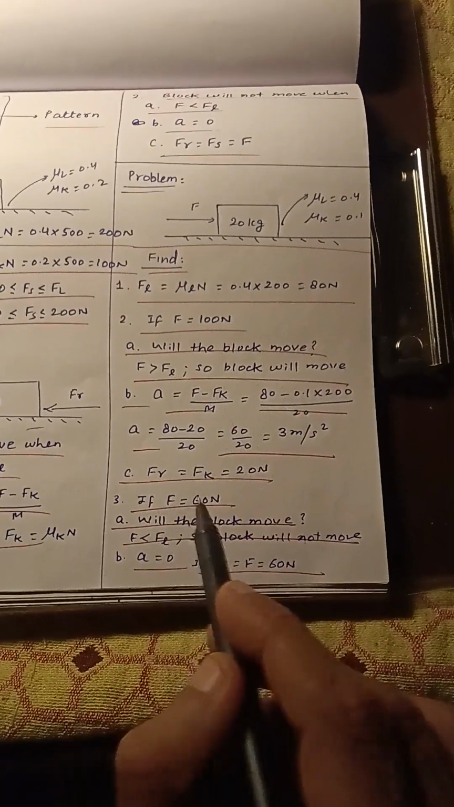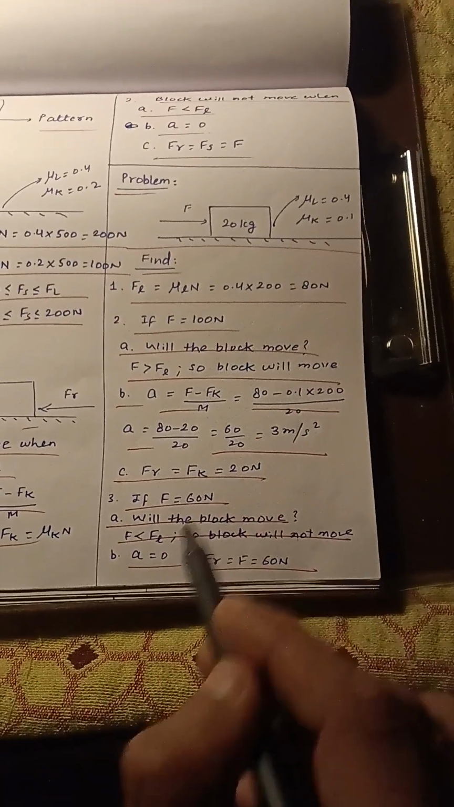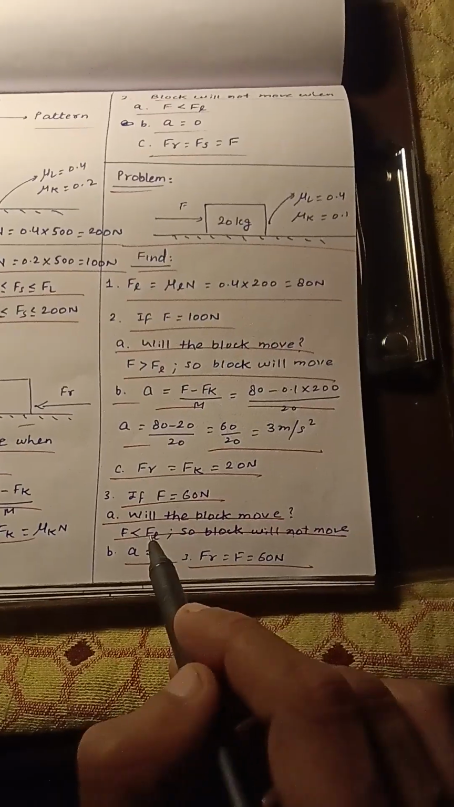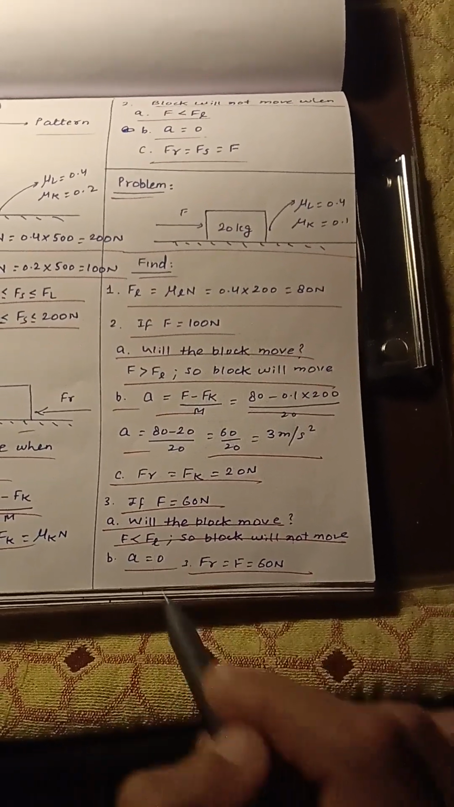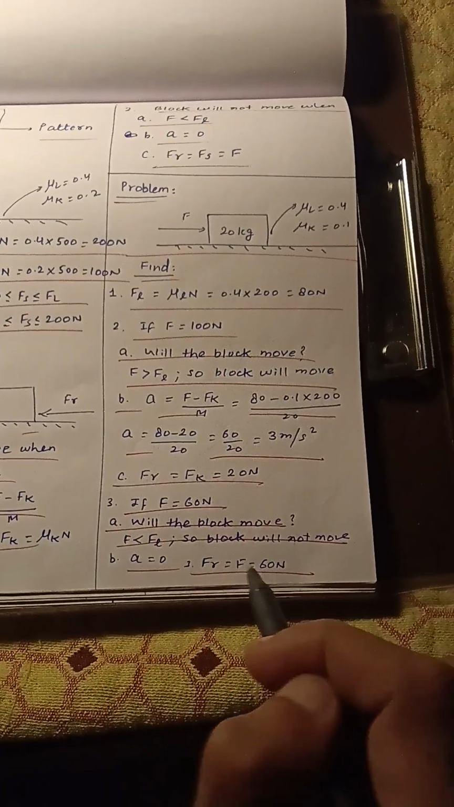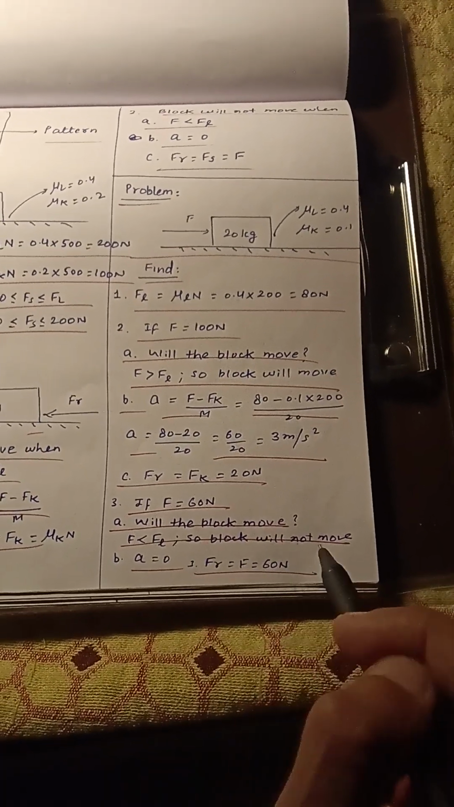Third question is, if F is equal to 60 Newton, will the block move? So the force here is less than limiting friction, so the block will not move. Second, if the block will not move, acceleration will be 0. And third, friction will be equal to the external force, which will be 60 Newton.